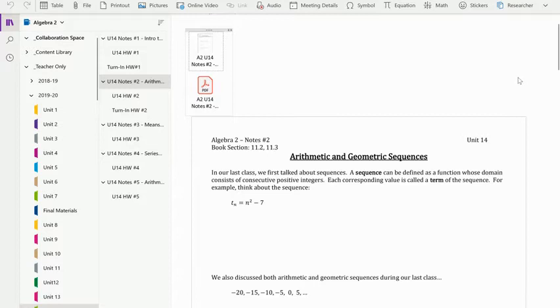Okay, welcome back. We are going to continue talking about our sequences in note number 2 today.